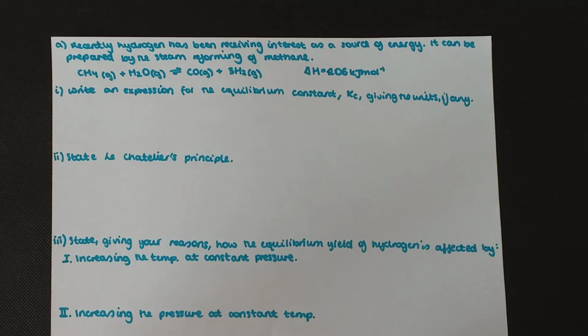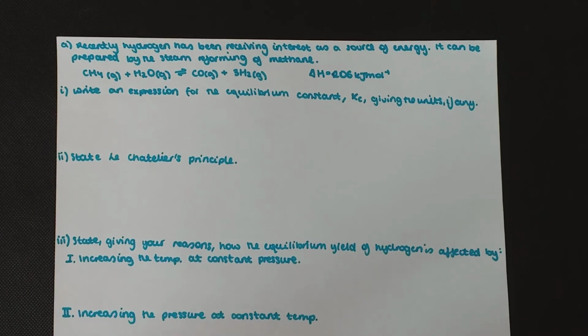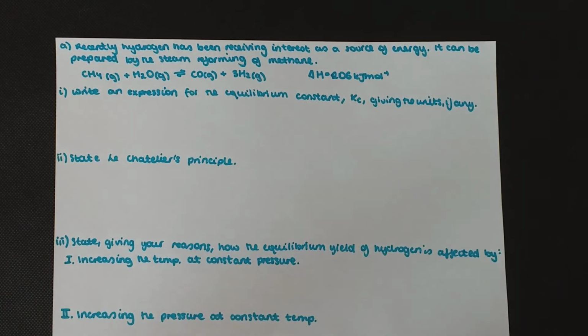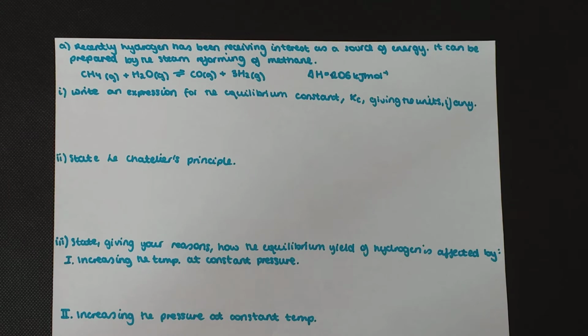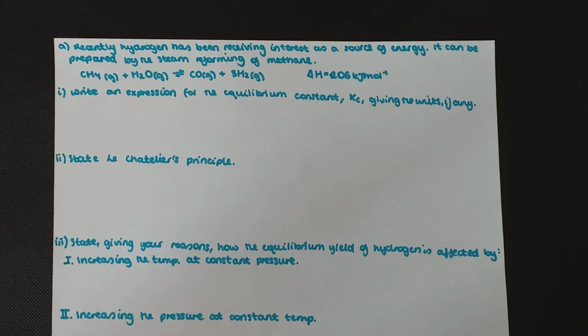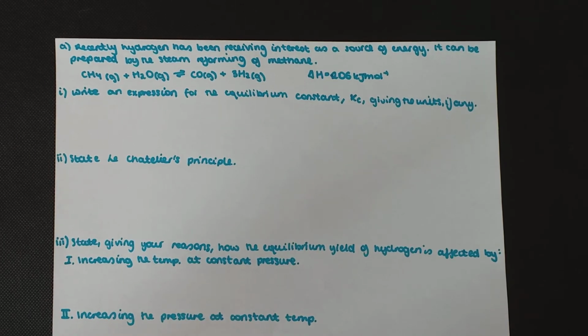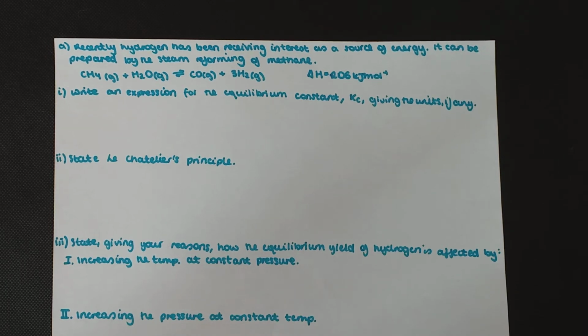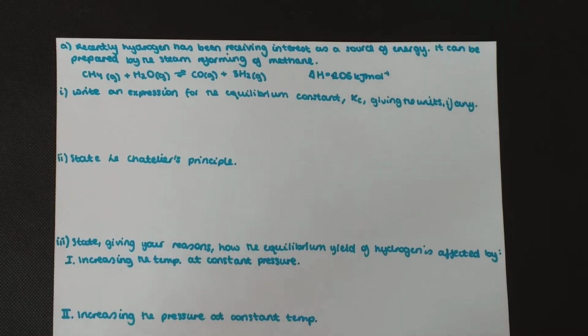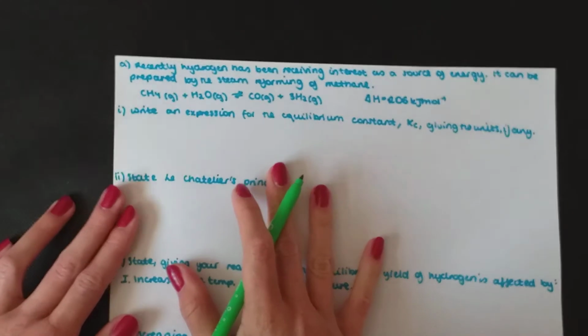And here I have the last question. It's a long question, but it's the last question for this topic. Recently, hydrogen has been receiving interest as a source of energy. It can be prepared by the steam reforming of methane. Here is the reaction with our enthalpy change. It is a positive enthalpy change, so that's an endothermic reaction. And we are asked to write an expression for the equilibrium constant Kc, giving the units, if any.